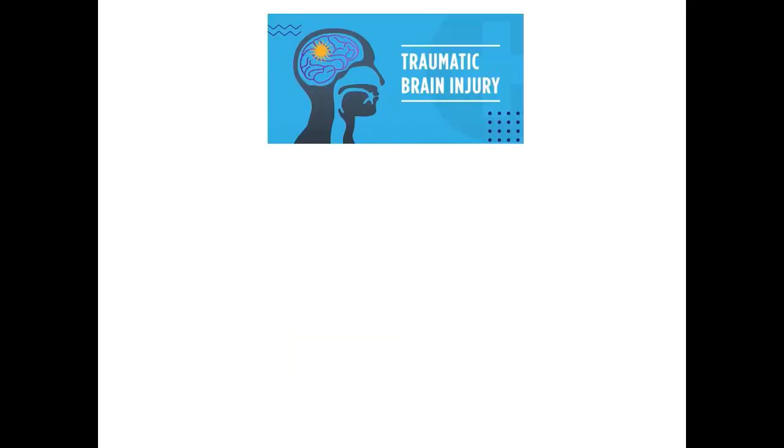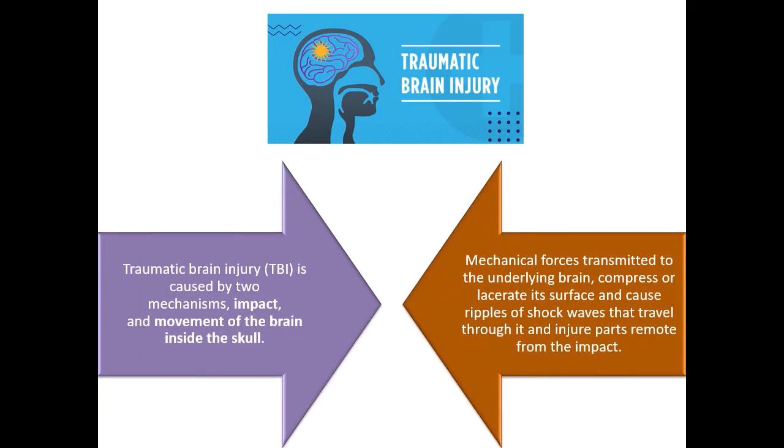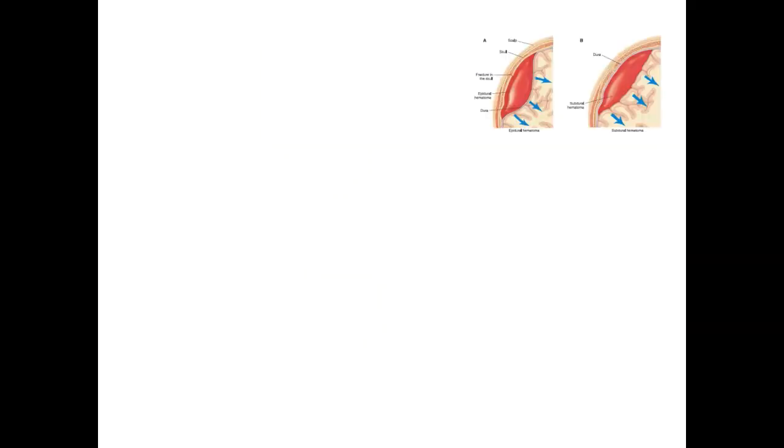What is a traumatic brain injury and how does it result? There are two particular mechanisms. One is the impact and the other is the movement of the brain inside the skull. Mechanical forces transmitted to the underlying brain compress or lacerate its surface and cause ripples of shock waves that travel through it and injure parts remote from the impact.